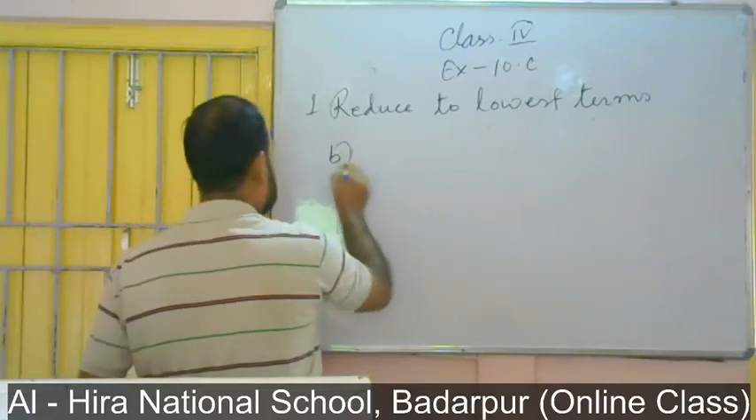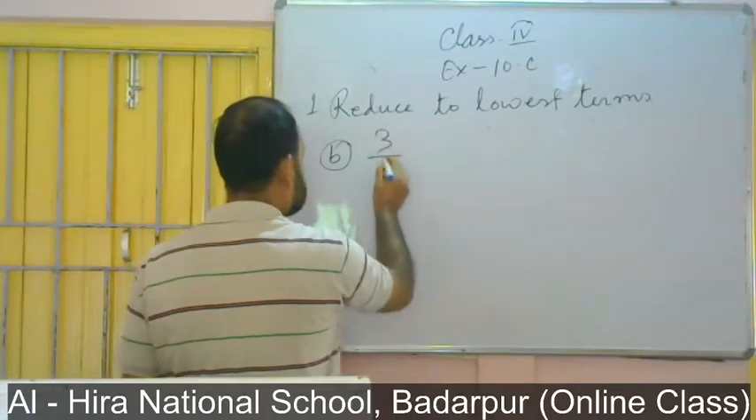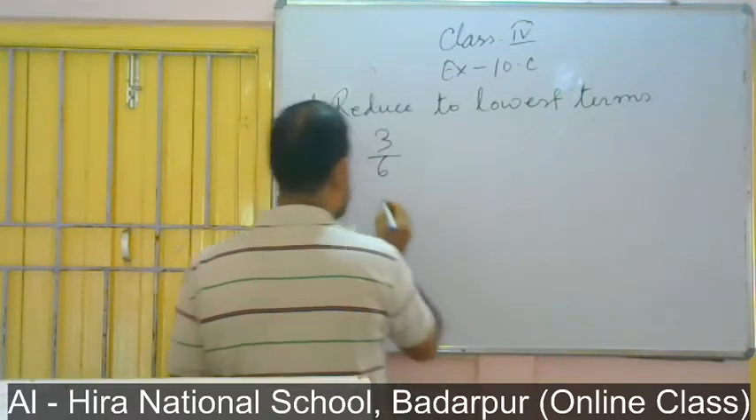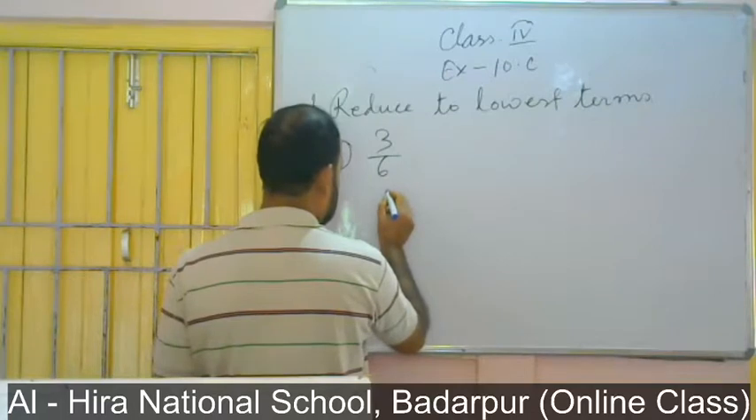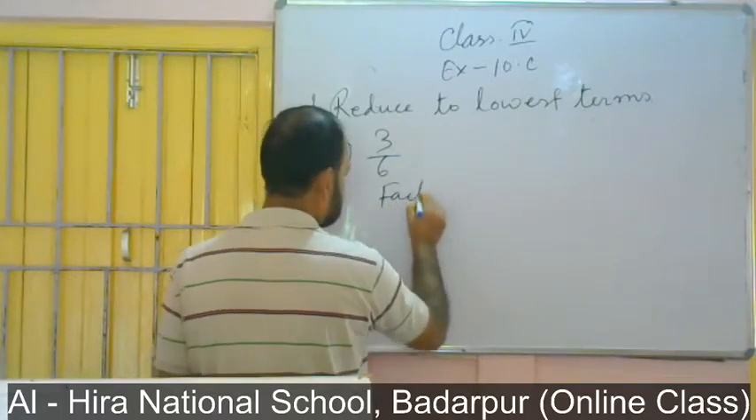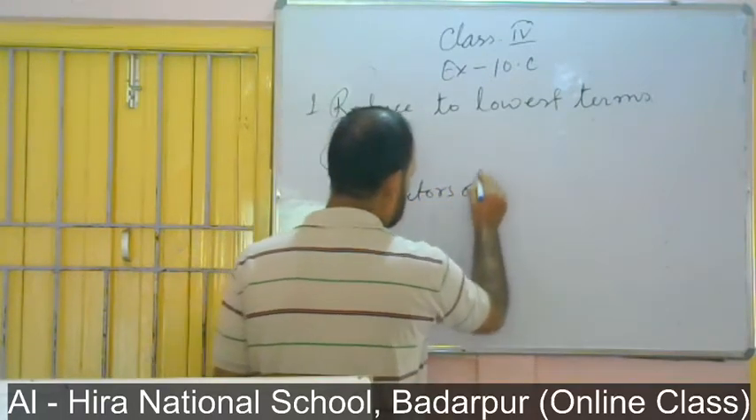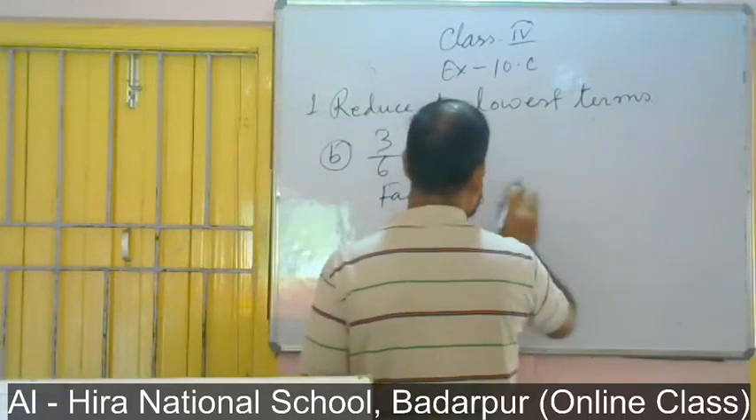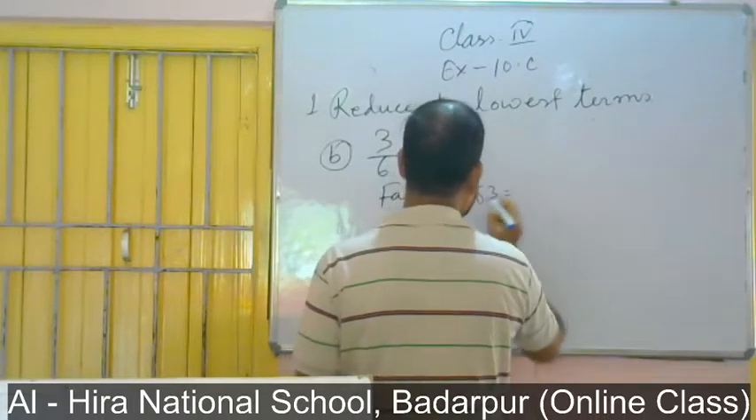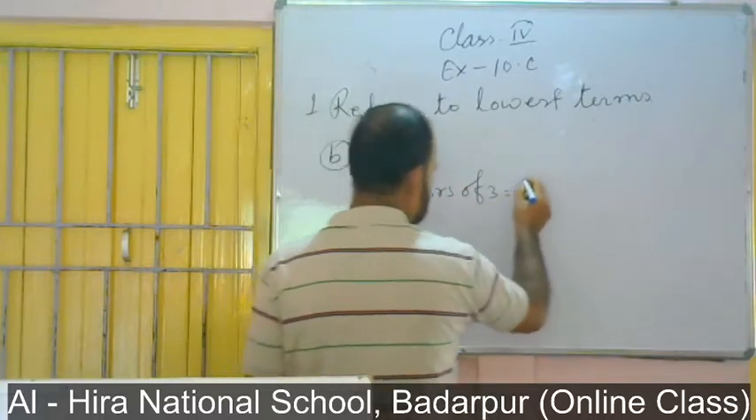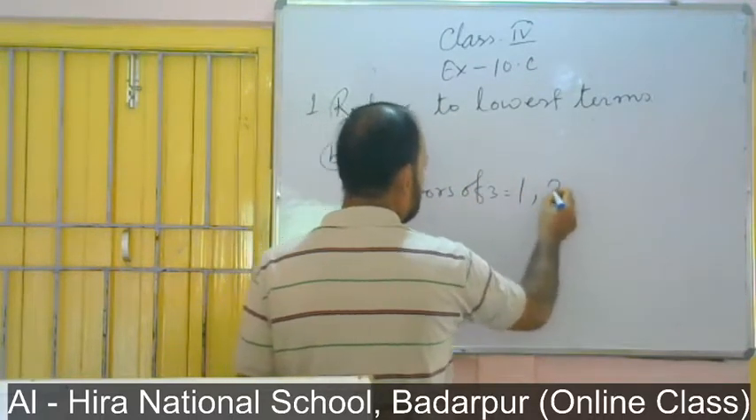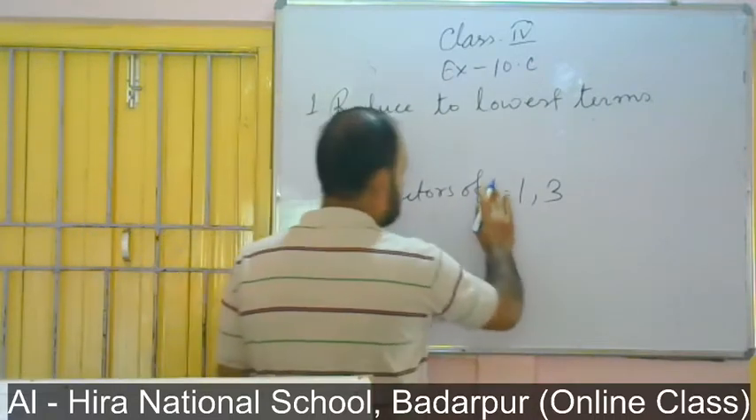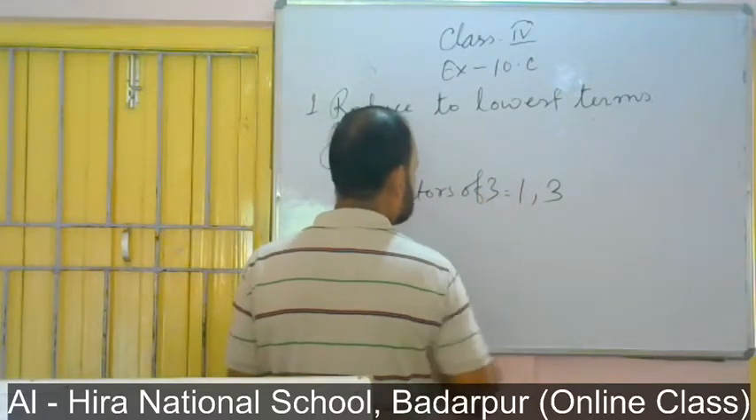Number B, 3 by 6. So we take out the factors of 3. 3 is a prime number, so here the common factor is 1 and 3. The factors of 3 equal 1 and 3.